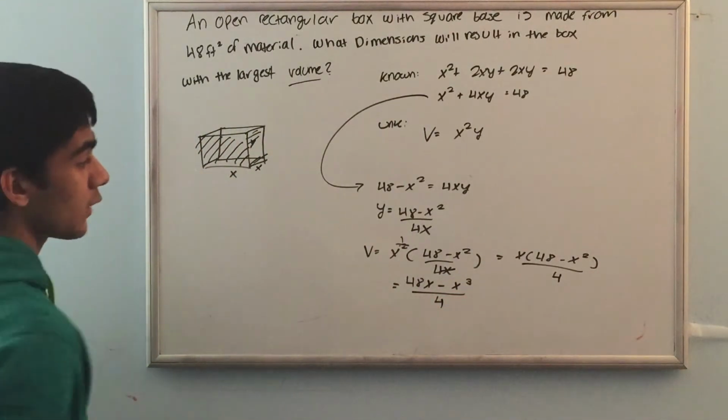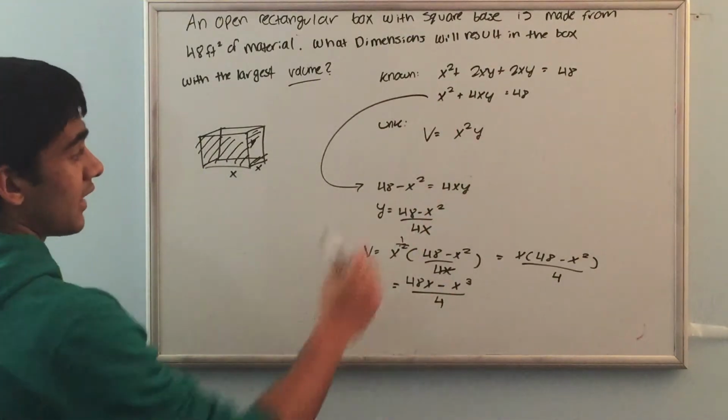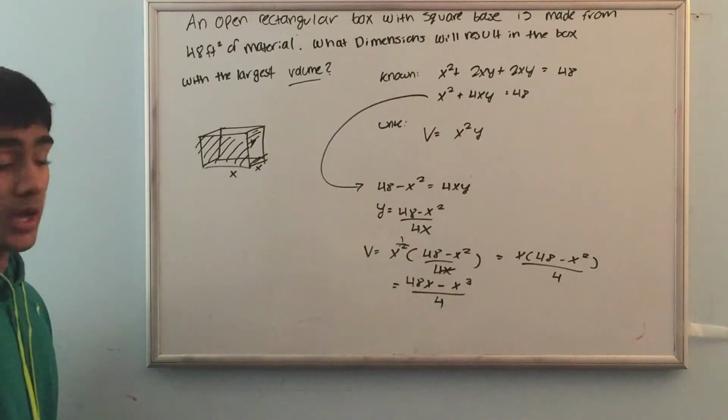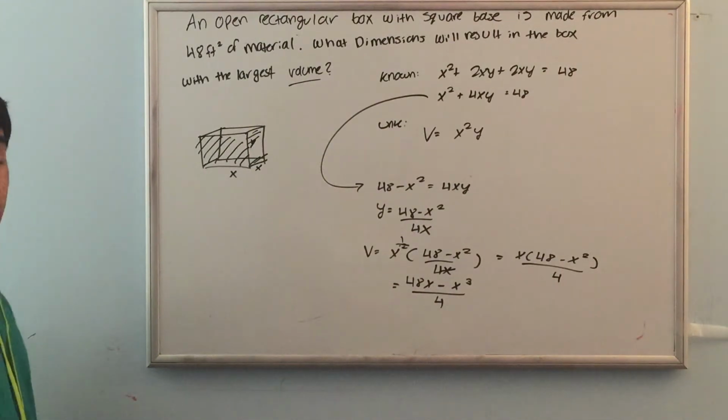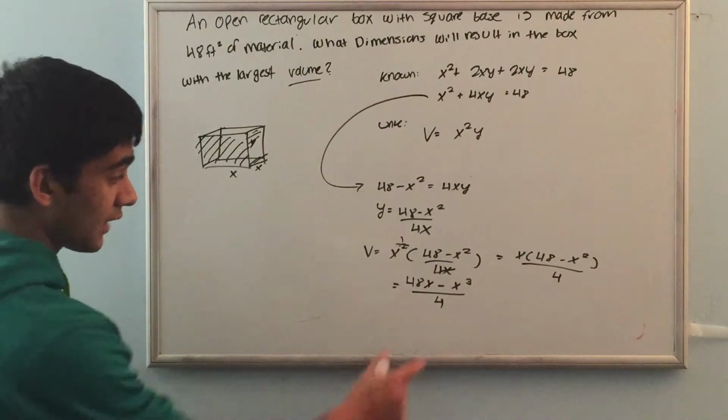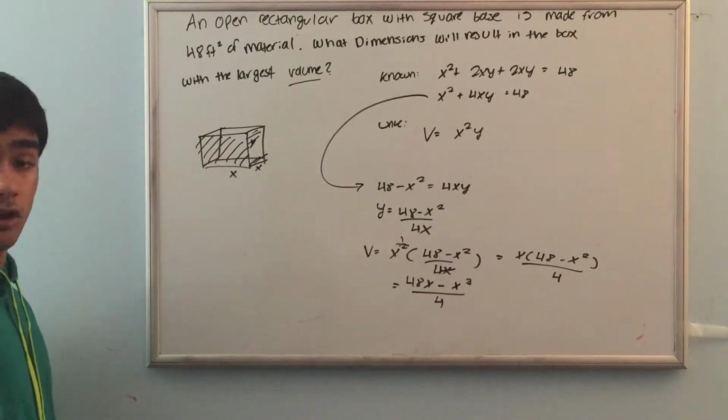What we did to get that is we solved this equation for y and substituted that in for y, and we simplified and got this. So remember, we need to take the derivative of the volume and set it equal to 0 so we can find the x dimension at which the volume is the maximum.